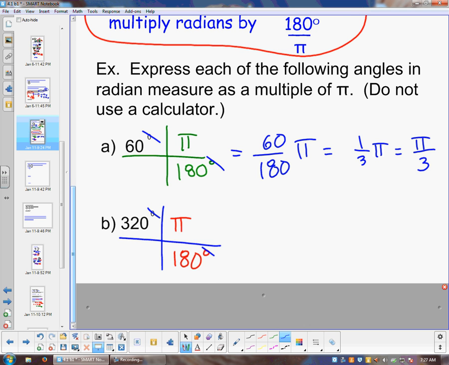And I know that I could divide 10 into each of these. So that's going to be 18 here. That's going to be 32 here. But I think 2 goes into both of those, so that's going to be a 9. That's going to be a 16. So it looks like my answer would be 16 pi over 9 radians.